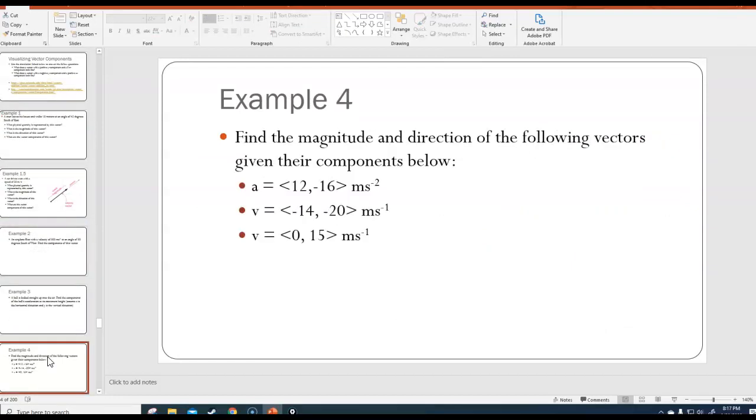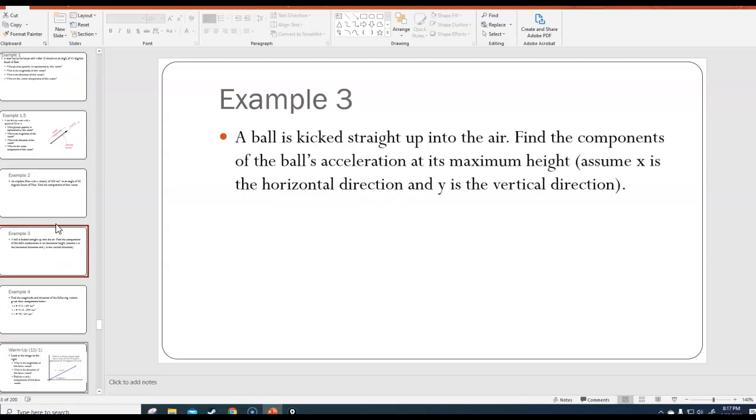And I just want to do 2 more quick examples. A ball is kicked straight up into the air. Find the components of the ball's acceleration at its maximum height. Assume x is the horizontal direction, y is the vertical direction. So pause it here and try to do example 3 on your own.